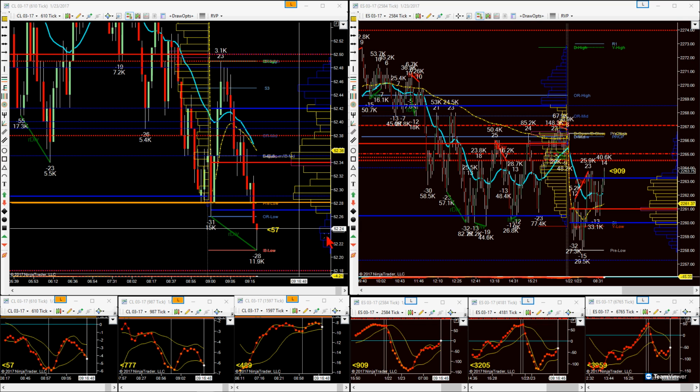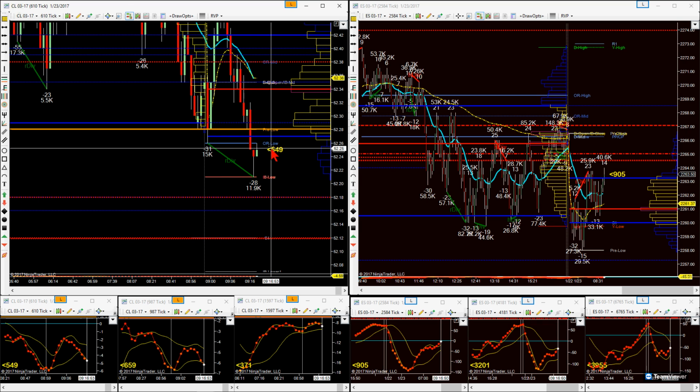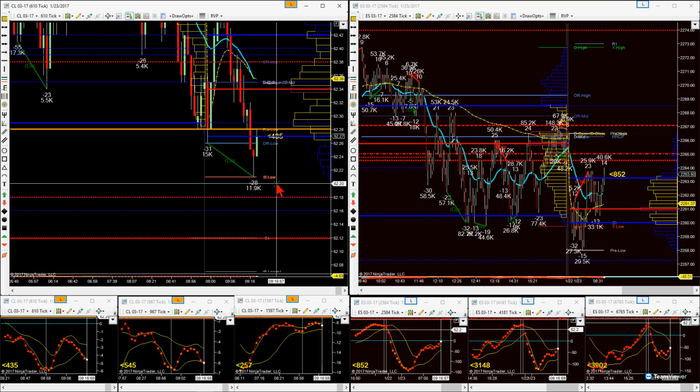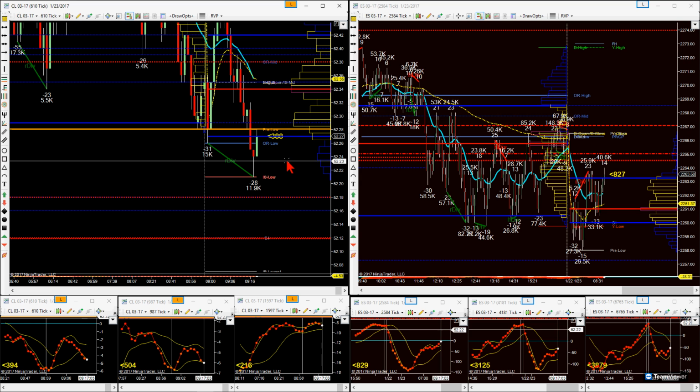Okay, quick push through overnight low. No surprise there. A long liquidation. You got those stop orders right below the current low of day. So you see when we go beneath it, we snap through it. That's all those stop orders getting filled, creating that quick push down.